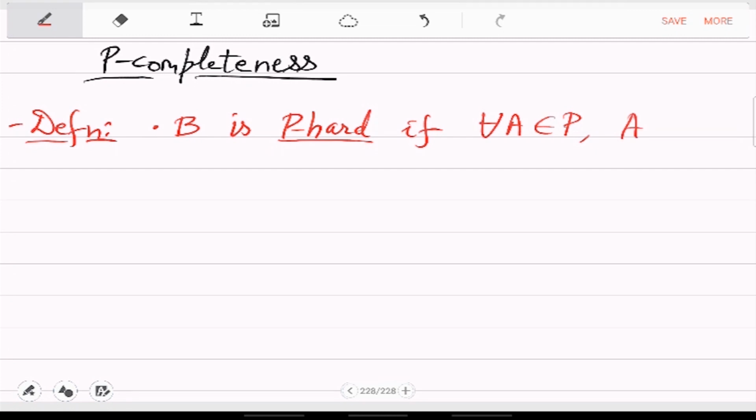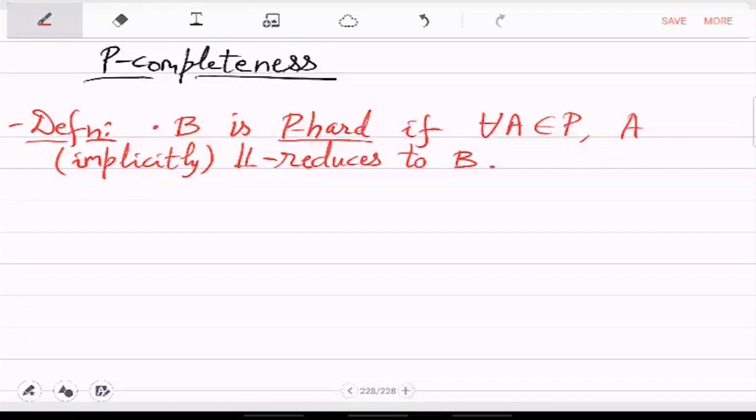We had this implicit reduction concept. So the same thing, implicitly A should L reduce to B, meaning that bit by bit there is a log space reduction. Of course, in log space you cannot produce all the bits, that will need more than log n space, but a single bit, I mean an input string X of A can be mapped to some string Y, and bit by bit it's a log space reduction. Then we call B P hard.